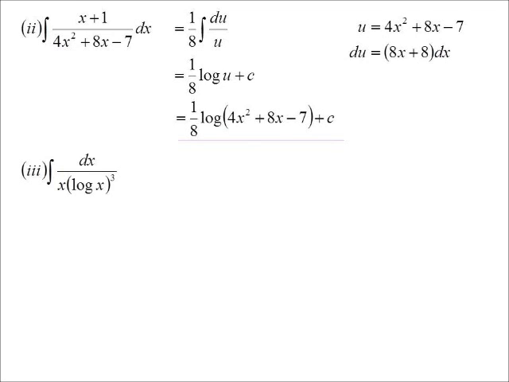Now this one, dx on x log x all cubed. Okay, what's causing the problem here? Well, the log function cubed is causing the problem. How do I deal with that? So I'll try making that the substitution. If u is log x, du would become dx on x.